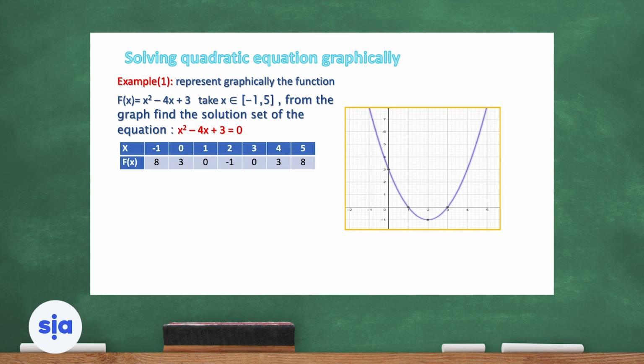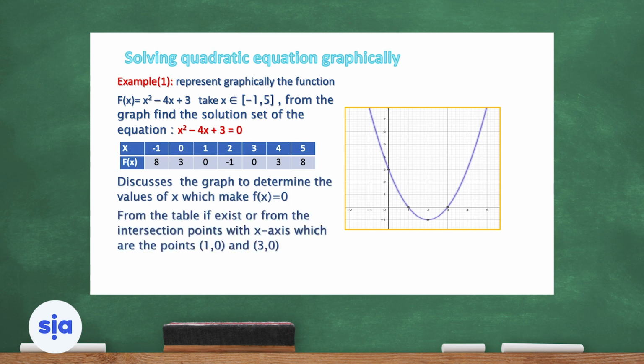For this parabola, to find the solution set, as we said, is the meeting point or the intersecting point between the curve and the x-axis. As you can see here, the curve is touching the x-axis at 2 points, which are 1 and 3. So the solution set for this is 1 and 3.